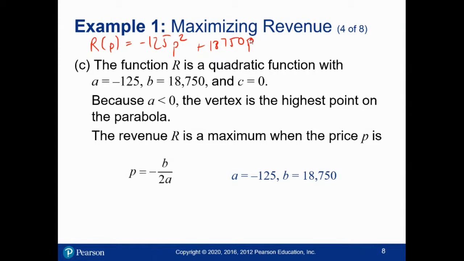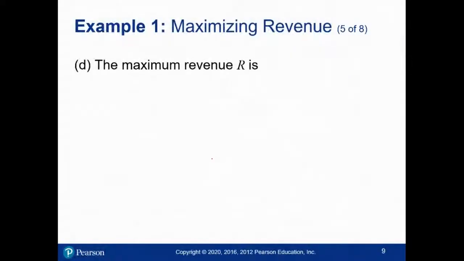Negative b over 2a, well, there's our b and our a. So I get negative 18,750 over 2 times negative 125. The negatives cancel, and 2 times 125 is 250. This divides out quite nicely to be just $75. Okay, so at $75, our revenue is maximized. What is the maximum revenue? Plug in that maximizing price. This is not something we do by hand, but a calculator quickly tells us it's $703,125. If I plug in that maximum value price of $75, we get out $703,125 in revenue.